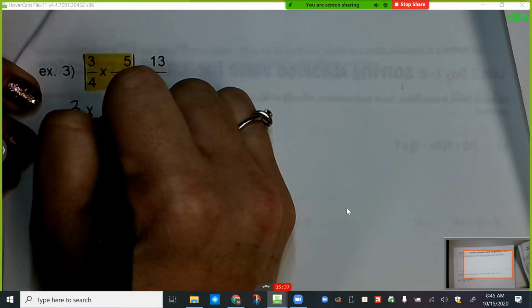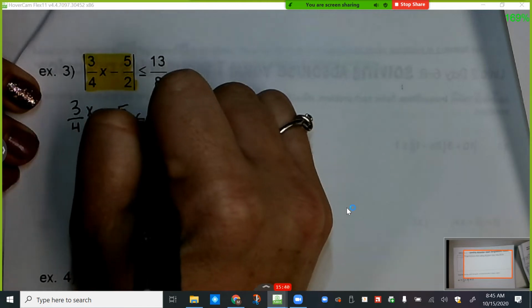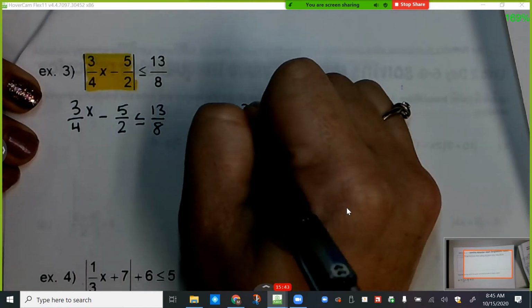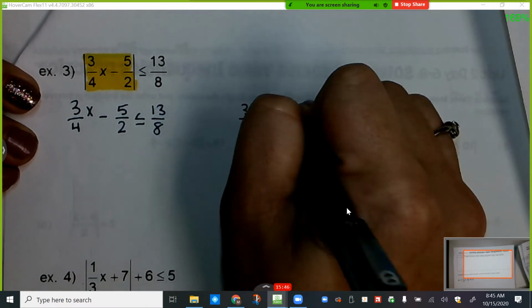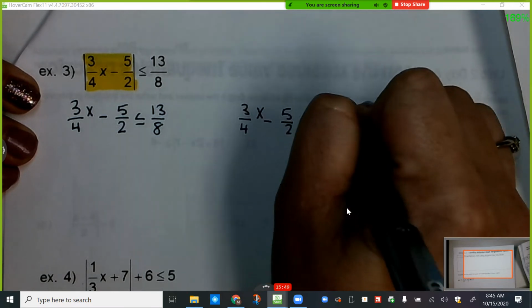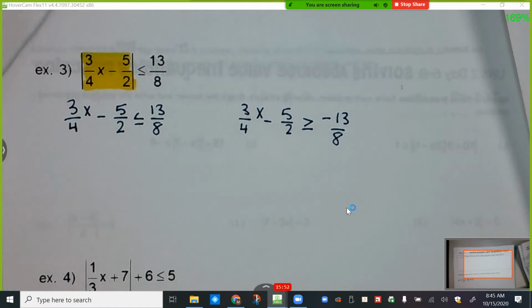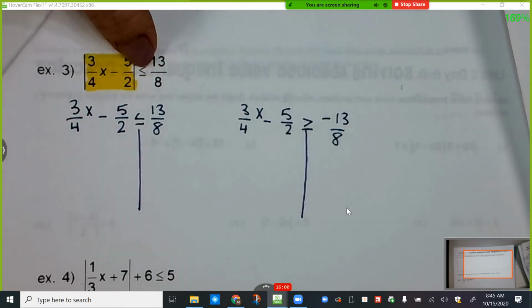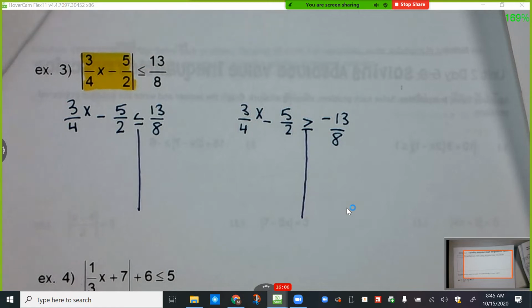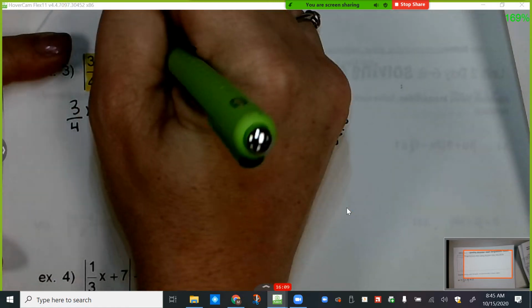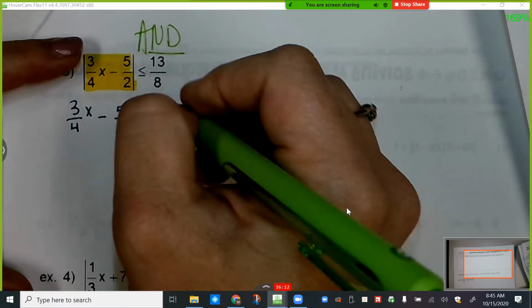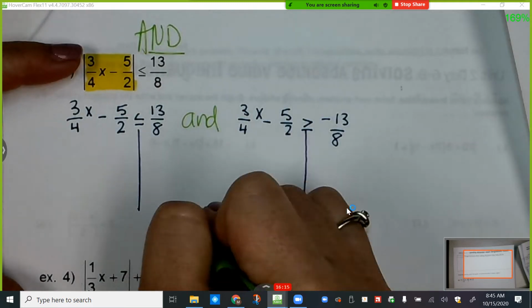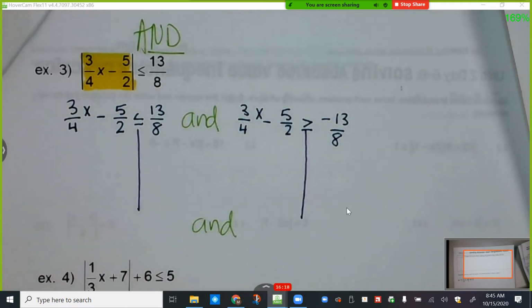So I'm going to rewrite it exact. And then I'm going to rewrite it with the opposite sign, negative. Now, looking at my symbol from the original, when my absolute value was alone, what's my symbol? Less than, which means "and." So I know this is an "and" problem. Okay? I like to write it a couple times so I don't forget.